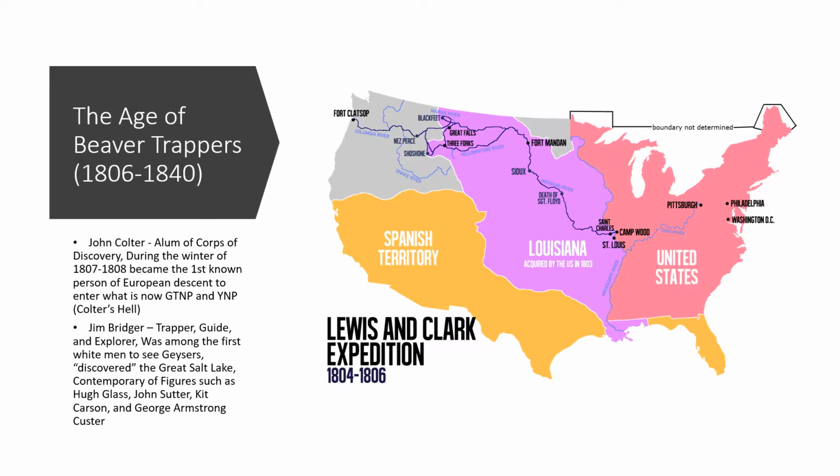and he was a contemporary of John Sutter, who eventually ended up in California at Sutter's Mill, the Gold Rush, Kit Carson, George Armstrong Custer, and Hugh Glass, who you may know as the character played by Leonardo DiCaprio in the movie The Revenant, which tells the story of how Hugh Glass survived a mauling from a bear and unbelievably harsh conditions. These guys were very, very, very tough individuals.